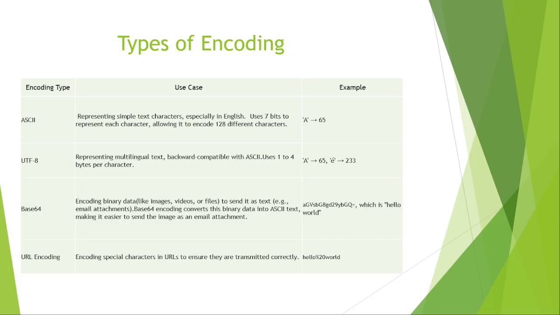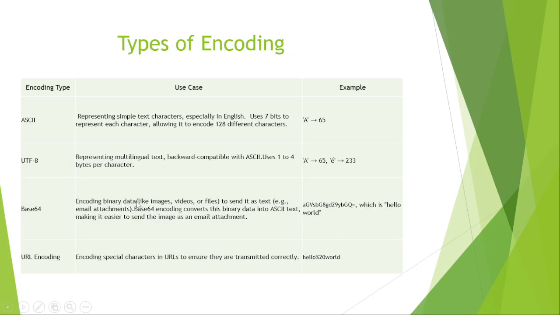So you understand how this transmission of the PDF basically happens. We mainly see that this all happens normally, but it does not happen normally. This all happens due to the encoding that is set in the background, and that is base 64 encoding. So base 64 encoding is used to send binary data like images, videos or files as text. For example, with email attachments, base 64 encoding converts this binary data into ASCII text and makes it easier to send as an email attachment.